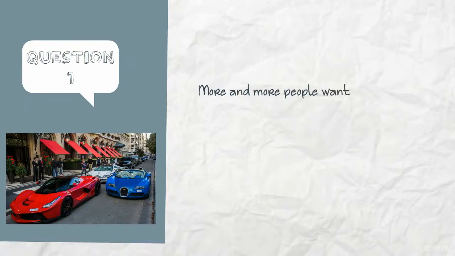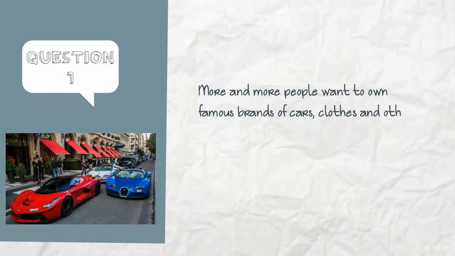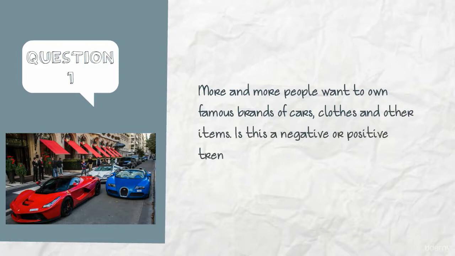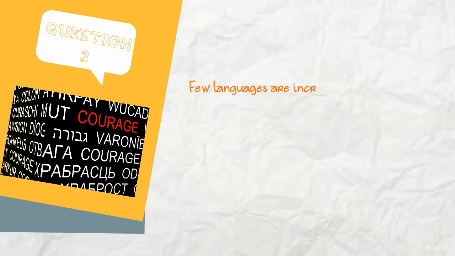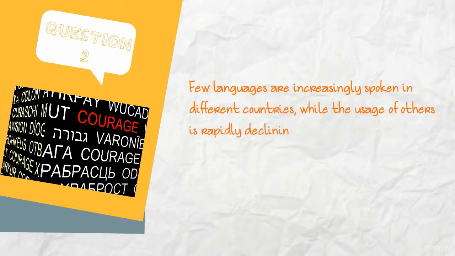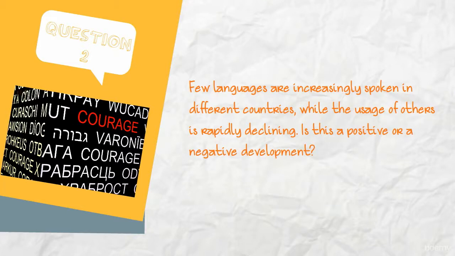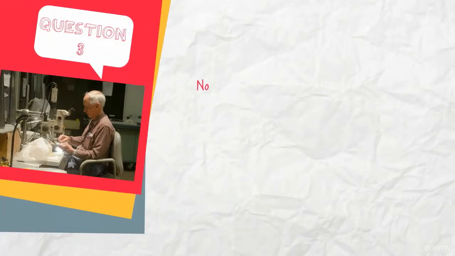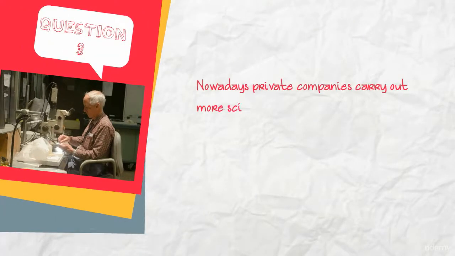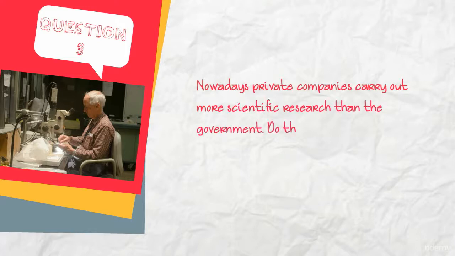Let's look at some examples. Question 1. More and more people want to own famous brands of cars, clothes, and other items. Is this a negative or positive trend? Question 2. Few languages are increasingly spoken in different countries, while the usage of others is rapidly declining. Is this a positive or negative development? Question 3. Nowadays, private companies carry out more scientific research than the government. Do the advantages outweigh the disadvantages?